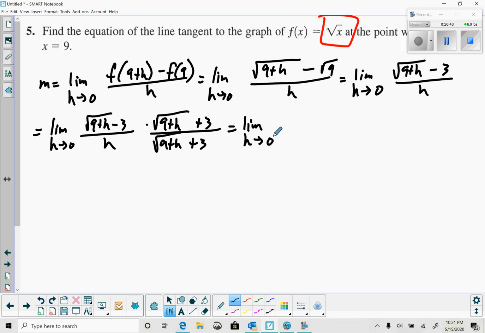Silence doesn't make you uncomfortable, does it? Alright, so FOIL the numerator. Again, the idea is squaring the square root. That'll give us 9 plus h. Outside product, inside product, those will cancel. Negative 3 times positive 3 is negative 9. Leave the denominator in its factored form. Do not distribute.